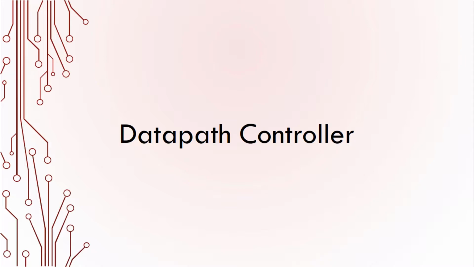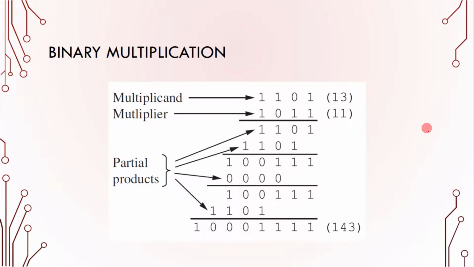Today in this video I am going to discuss the data path controller, for which I have taken a simple example of binary multiplication. Let's suppose we have two numbers, one is 13 and the other is 11. You can see this 13 is represented in binary as 1101, whereas this 11 is represented as 1011. This is known as the multiplier, whereas this number is known as the multiplicand.